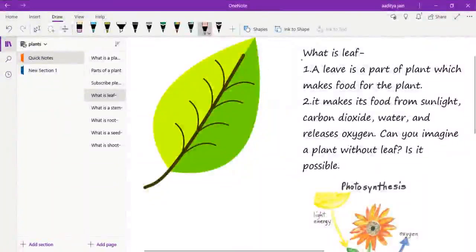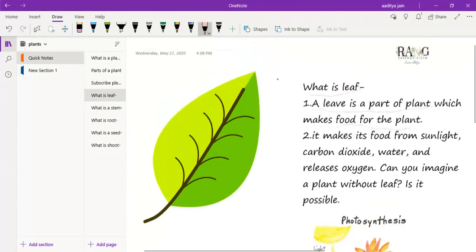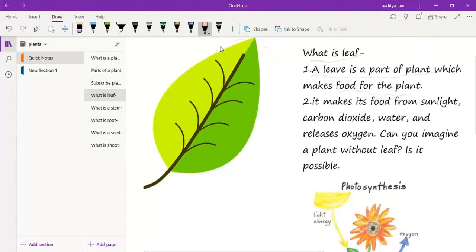So kids, what is a leaf? A leaf is a part of a plant which makes food for the plant. Can you see this figure here? It is a leaf. It is mostly green in color. It makes the food for the plant. How does it make food? I am going to tell you that. It makes its food from sunlight, carbon dioxide, water, and releases oxygen.